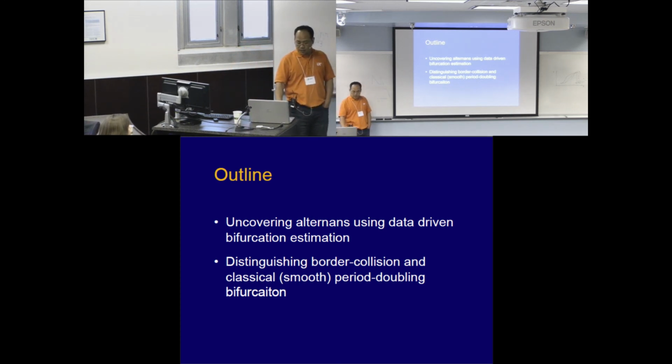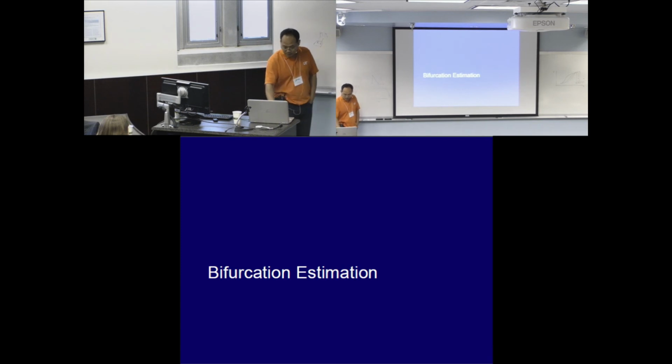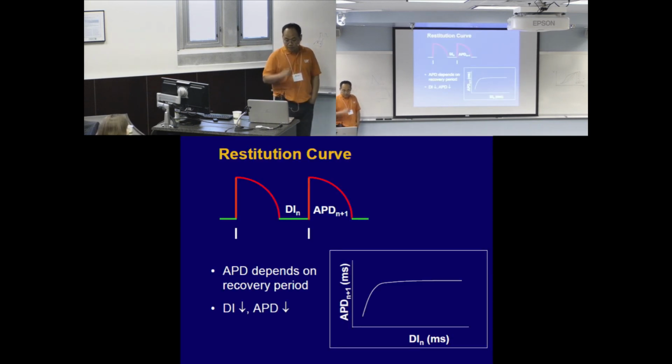Then the second topic is to discuss the difference between two possible period-doubling mechanisms: the smooth mechanism, which we're more familiar with, and the other, the border-collision mechanism, and how to distinguish between the two mechanisms. So I'll start with bifurcation estimation.